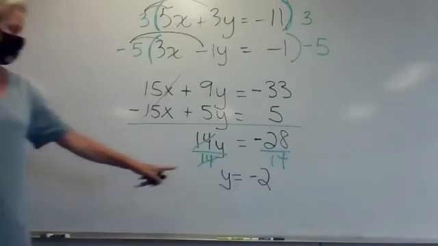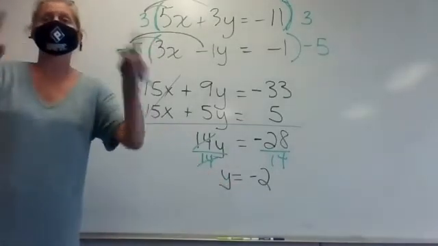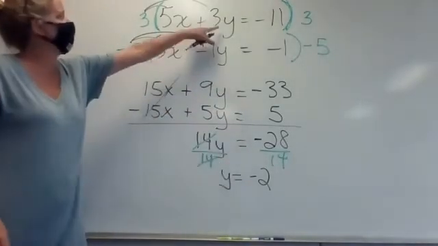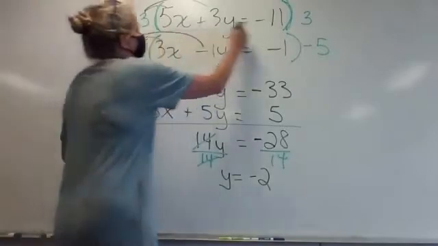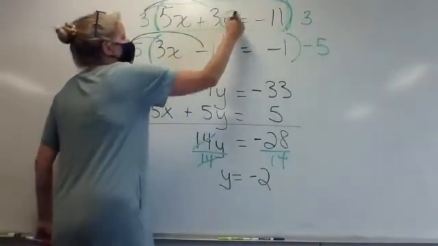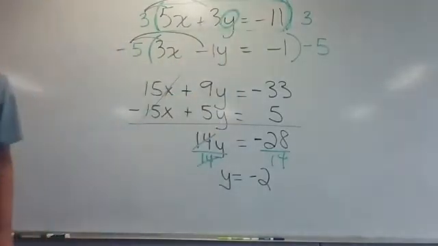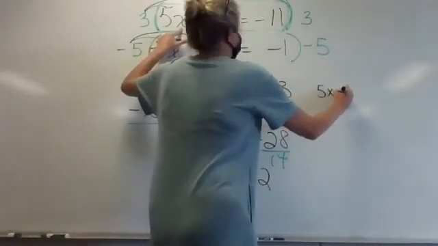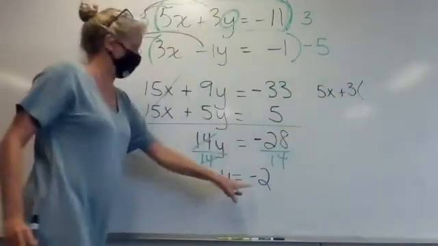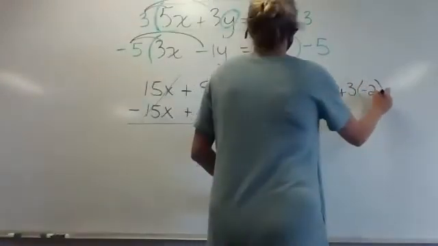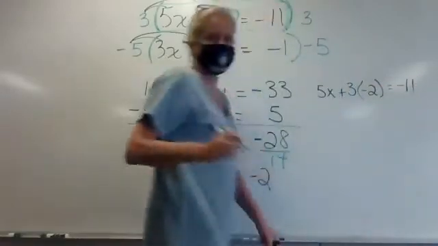So what does this mean? That's my y. Remember, you're finding an ordered pair, so you need the x. But now that I know the y, I'm just going to take it all the way back up to my very top original equation and put what I know y to be in the y spot. So if I do that, I'll have 5x plus 3 times, now I know y is negative 2, equals negative 11.